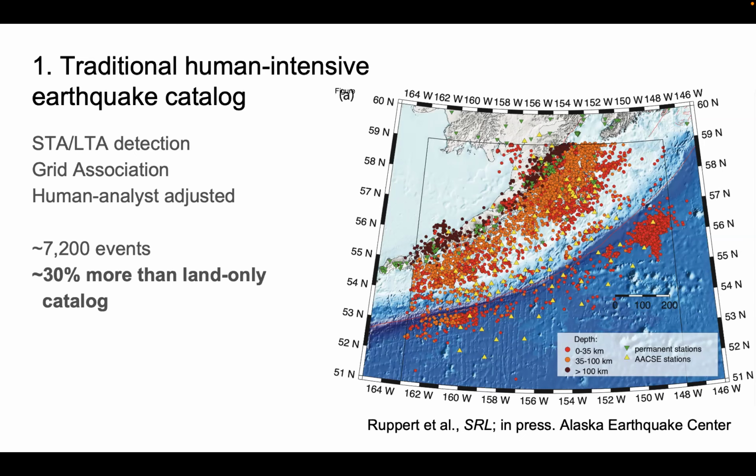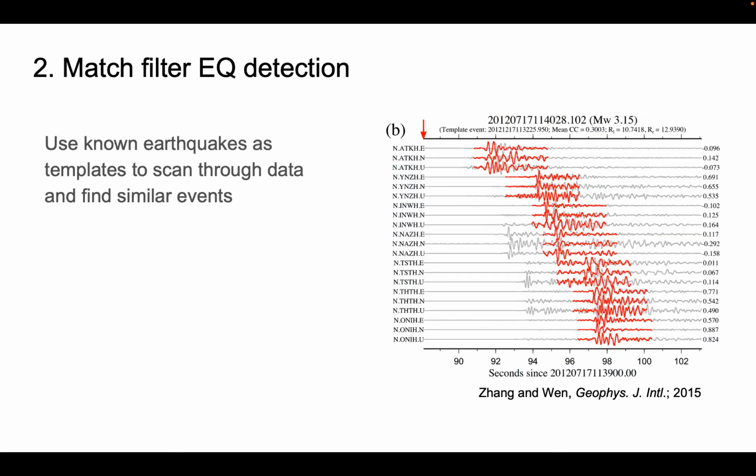That's shown over here on the right. Each dot is an earthquake colored by depth. And that catalog turned out to be about 30% more earthquakes than they were able to find using just land data prior to ACE. So just simply having OBS, we get about 30% more earthquakes with traditional methods. So maybe we can get more if we use some more advanced techniques.